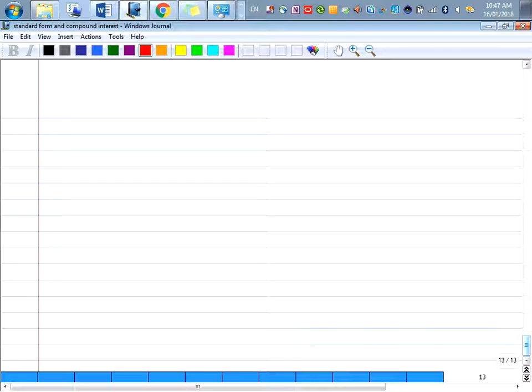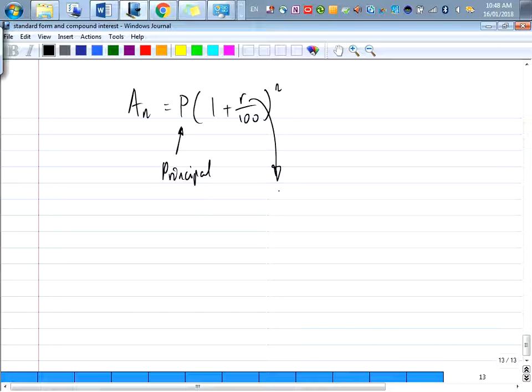Okay, let's move on. Yesterday we talked about the compound interest formula, and this was our formula: A(n) equals P times (1 plus R over 100) to the power of n. Now, can anybody tell me what P stands for? What about R over here? Rate? That's it, interest rate per period. Okay, very good.